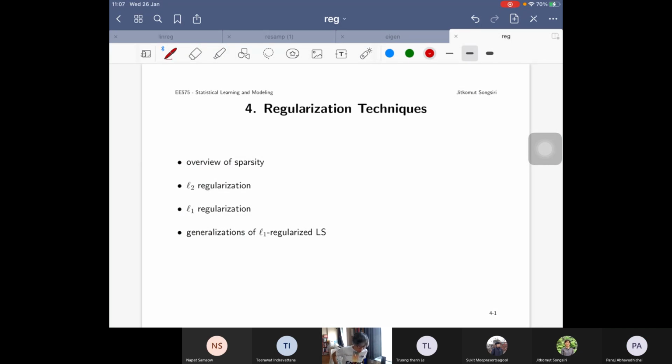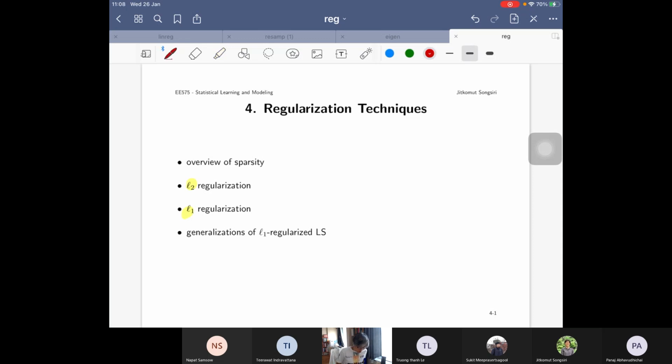This chapter will discuss regularization techniques for regression problems. There are several kinds of regularization. We focus on two of them. One of them is L1. The other one is L2. This is the L1 norm regularization.